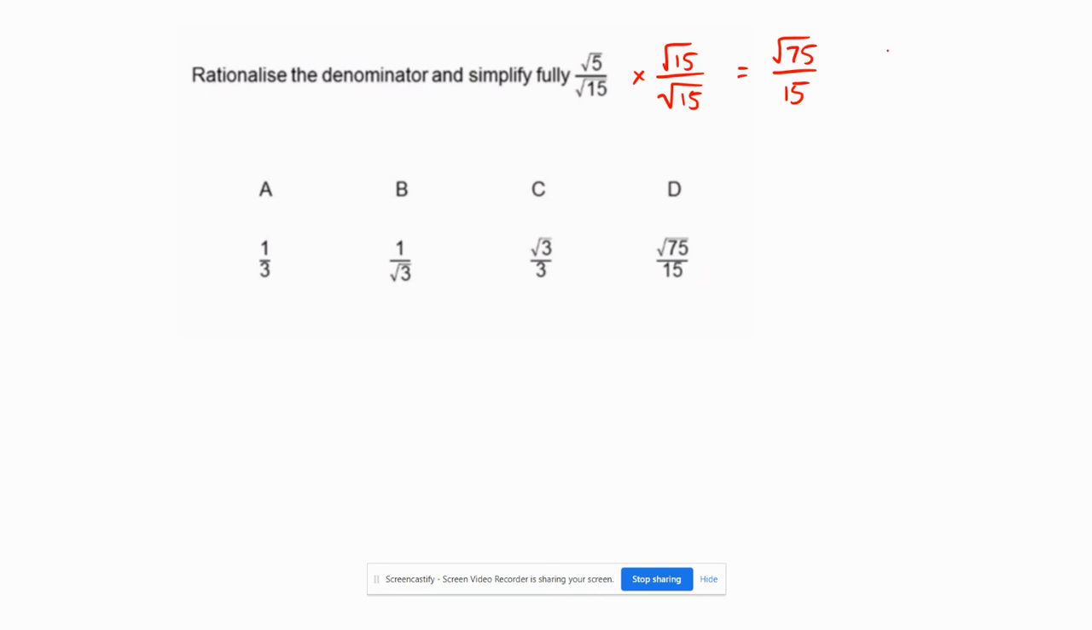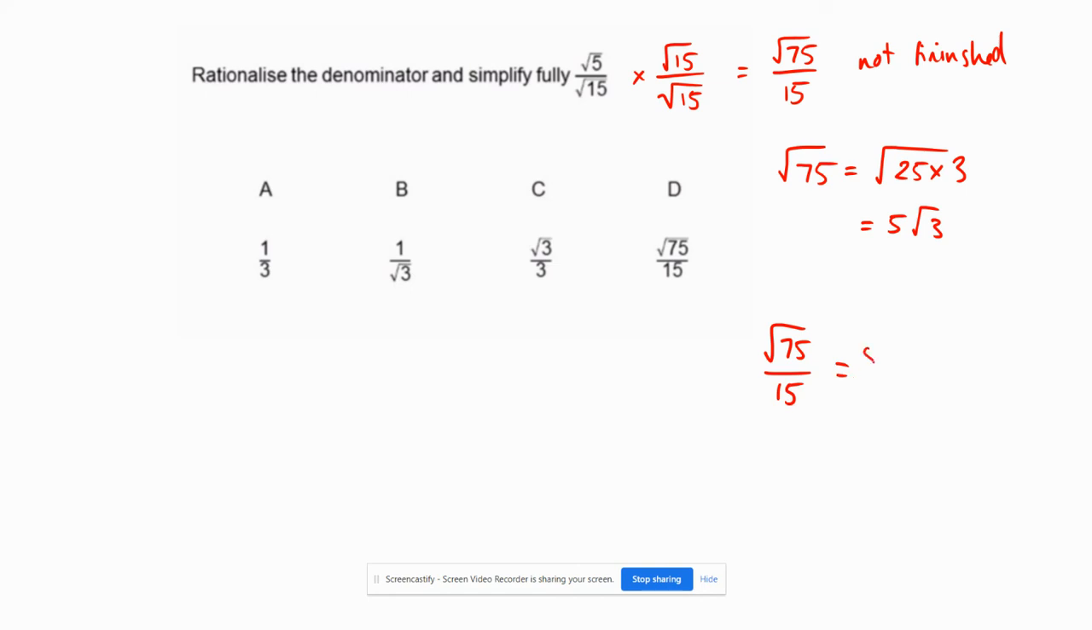Again, it's not fully simplified. I'm just going to put it's not finished. So let's take a look at root 75. That is made up of 25 times 3. We can square root 25 to get 5 root 3. So root 75 over 15 is actually 5 root 3 over 15. And we can cancel by 5 so that I get root 3 over 3. So 5 goes into 15 3 times. So the correct answer is in fact C.